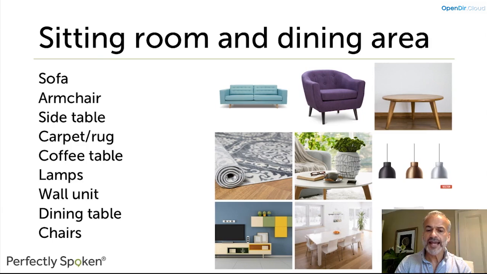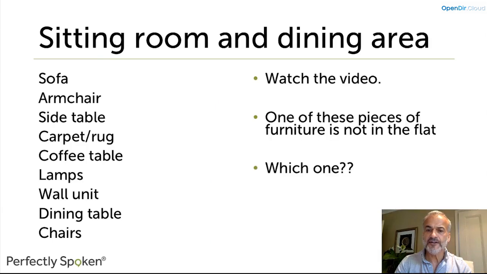So now in the video, I want you to watch and listen. I talk about pieces of furniture, but one of these in the list isn't in the flat. Which one? Sofa, armchair, side table, carpet or rug, coffee table, lamps, wall unit, dining table or chairs. One of them. Which one isn't in the flat?